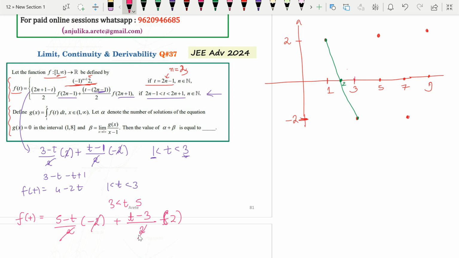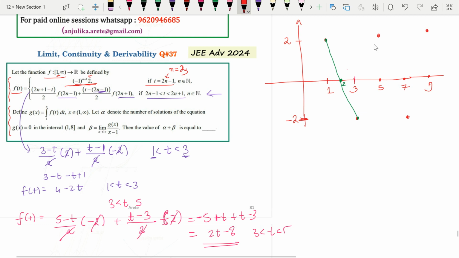How nice, right? Very quick. So 2 gets cancelled, this and this is also getting cancelled. Minus 5 plus t and plus t minus 3. So you're getting 2t minus 8. So when your t lies between 3 and 5, it is 2t minus 8. What does that mean? Again it is this line, which is getting to 0 at 4. Yeah, this point is 4.